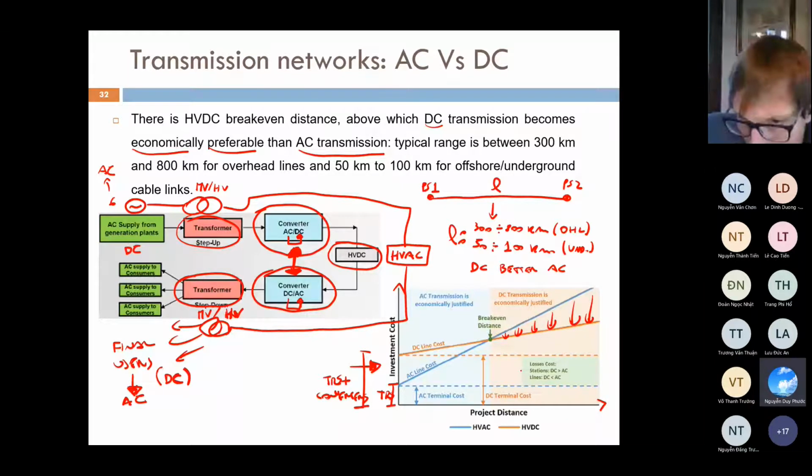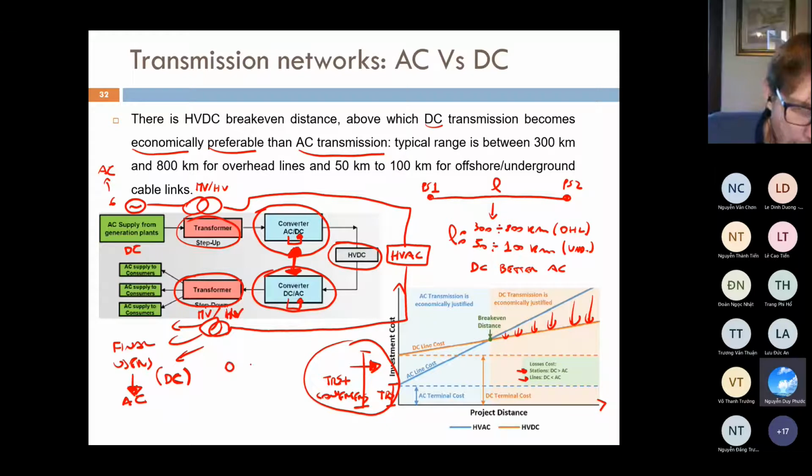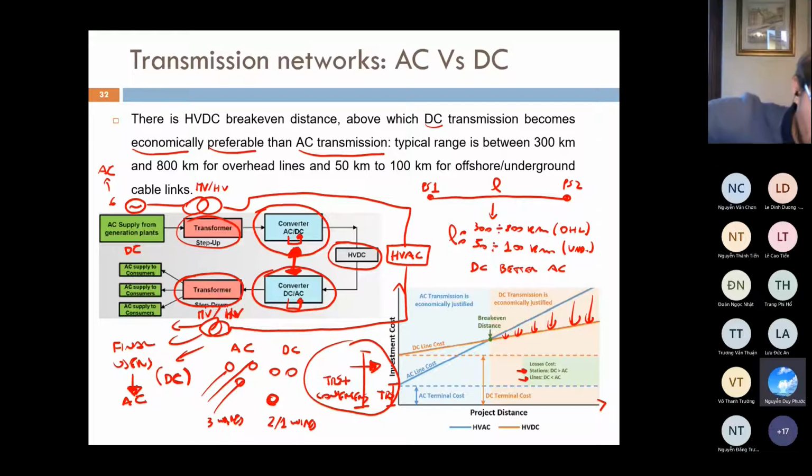Why? The reason is here. The DC stations cost more than AC. But what about the lines? The DC lines are more convenient than AC. Why? Because normally for an AC you have 3 wires, and for DC you have 2 wires or sometimes even 1. For subsea connections, normally you use 1 wire and you do the return path through the ground. You just need 1 instead of 3.